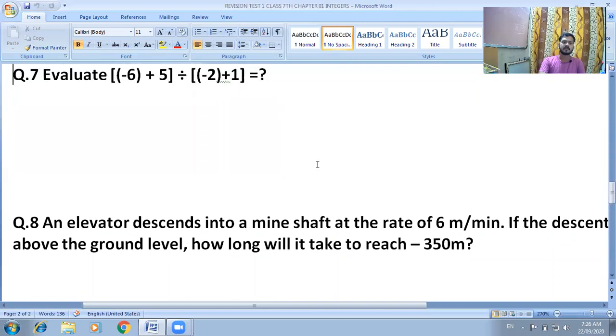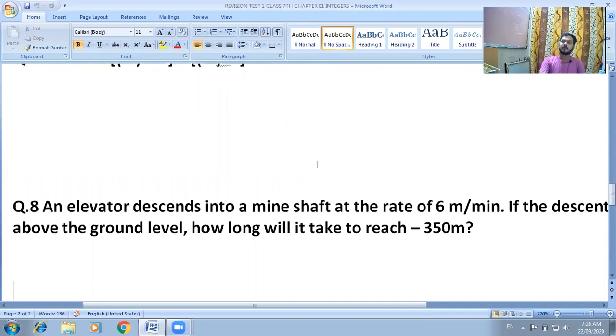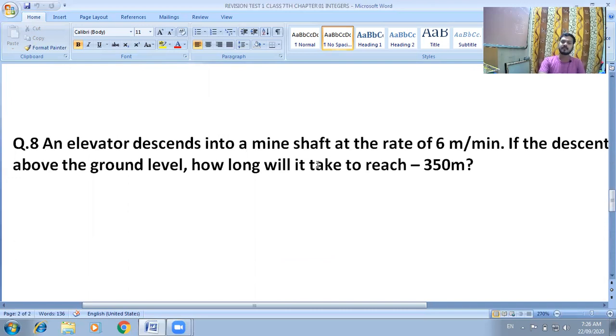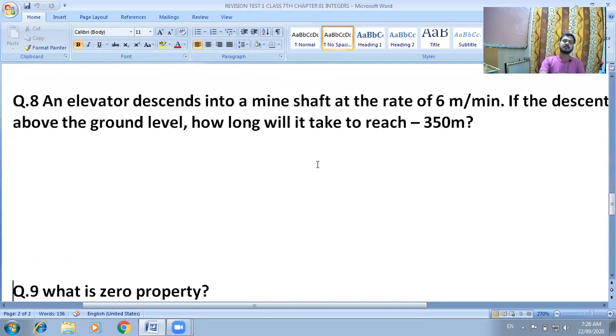Next, question number 8. An elevator descends into a mine shaft at the rate of 6 meters per minute. If the descent is above the ground level, how long will it take to reach minus 350 meters? It is a very repeated question in your earlier exams. That question is also asked. So everyone should be able to solve this question.